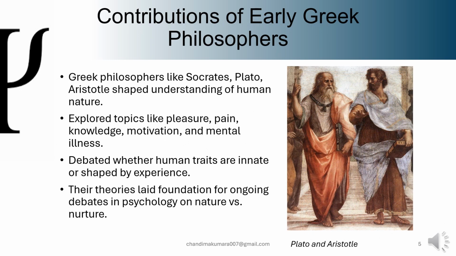Early Greek philosophers, including Socrates, Plato, and Aristotle, made significant contributions to the understanding of human nature. They delved into topics such as pleasure, pain, knowledge, motivation, rationality, and mental illness, themes that remain central to psychology today. These philosophers pondered the origins of human traits, debating whether they are innate or shaped by experience. Their theories laid the groundwork for ongoing discussions and debates within the field of psychology regarding the nature-nurture dichotomy.